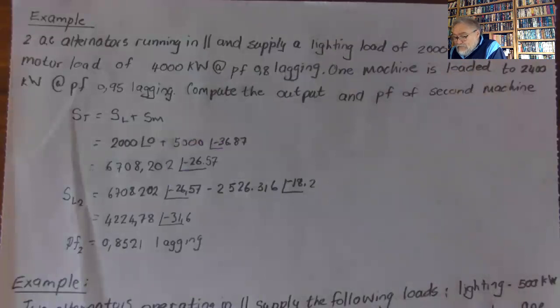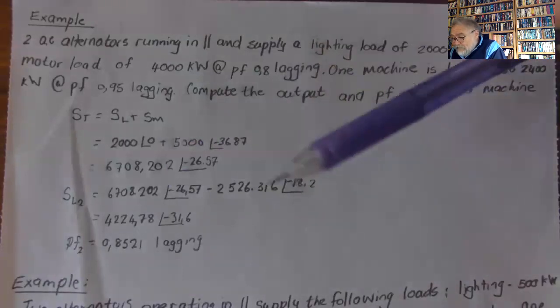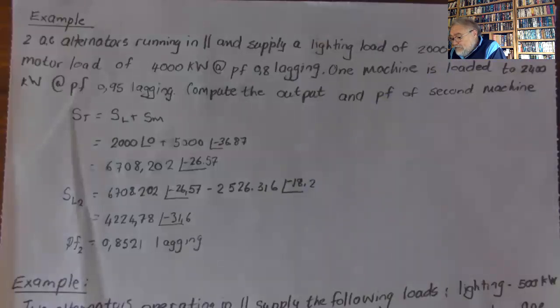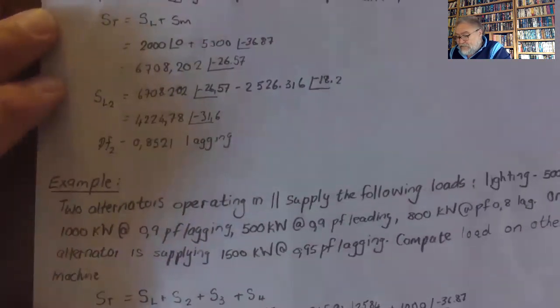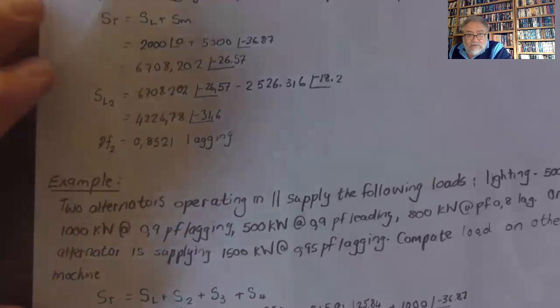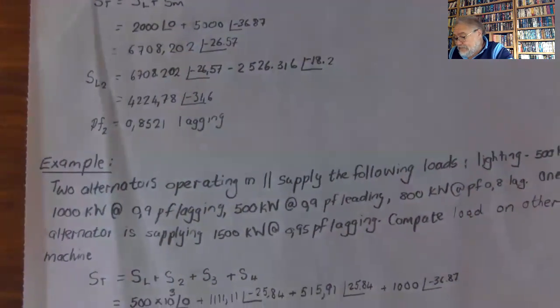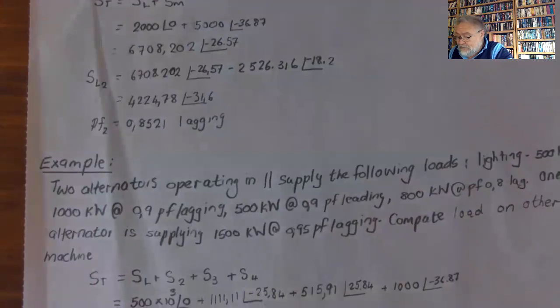Therefore, machine 2 supplies the difference between total kVA minus the kVA of the first machine, which is 2526.316 at an angle of minus 18.2. That is 2400 divided by 0.95 at that angle. That gives us 224.78 angle minus 31.6, and therefore the power factor is the cosine of 31.6, which is 0.8521 lagging.